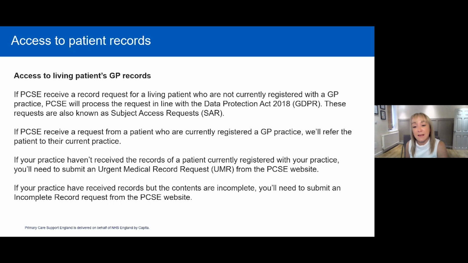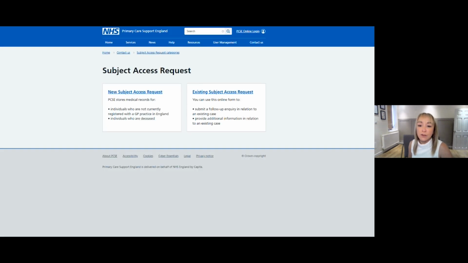Now, we do sometimes receive requests where we still have to direct the individuals to the last registered practice. This is, for example, if the patient's record is incomplete and held by PCSE and a GP, which is also known as awaiting records from the practice, and in cases where we have received a CD, as we are unable to get those records sent on a CD. Now, if you do need to make a subject access request, again, we just ask that you use the online form, as you can see on screen here, and that can be found on the PCSE website, by visiting the Contact Us section.